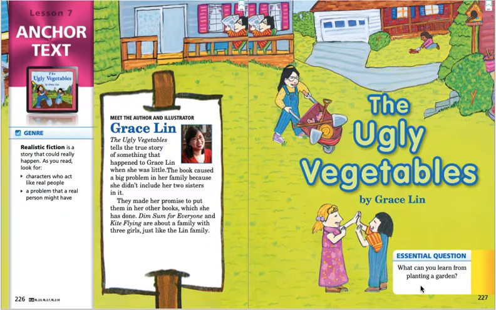And remember, our essential question for this story is, what can you learn from planting a garden? So as I read through this story, if you have your book at home and you want to look at it while I'm reading through it, it's pages 226 and 227. You can pause the video and turn to those pages. Otherwise, if you're just watching the video, just follow along, and I'm going to pause every once in a while and ask some questions and give myself some answers. So, The Ugly Vegetables by Grace Lin. Let's get started.